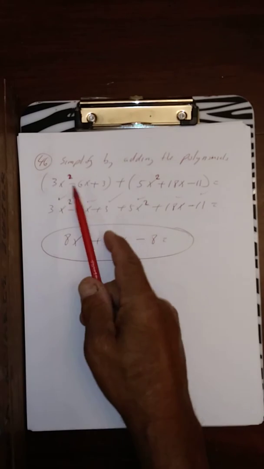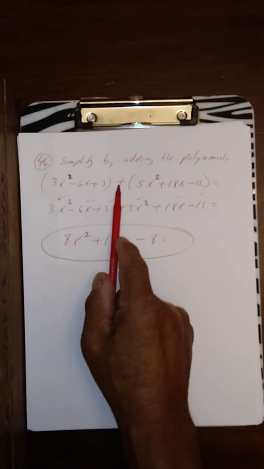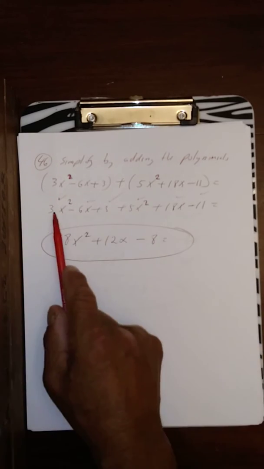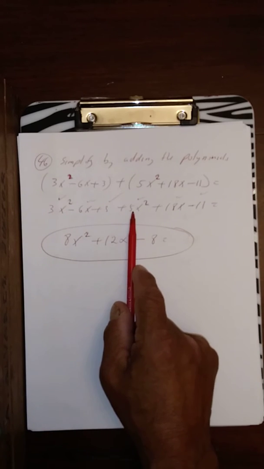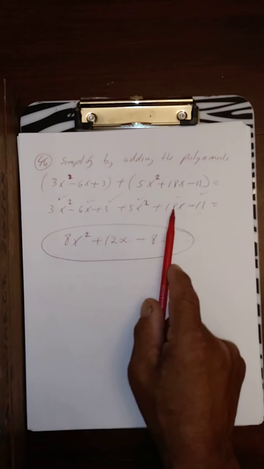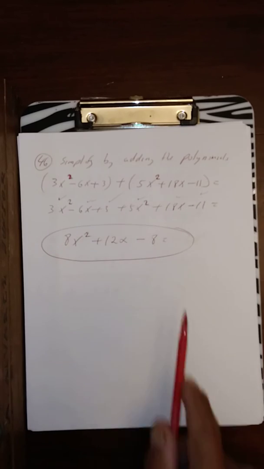Alright, simplify by adding the polynomials. There's a plus, so we just put it all together as 3x squared, 5x squared. There it is. 6 and that is 12. This and this is minus 8.